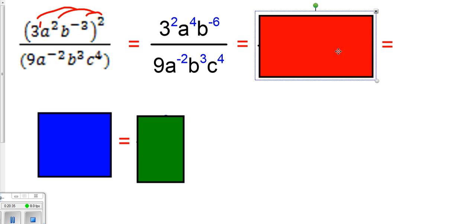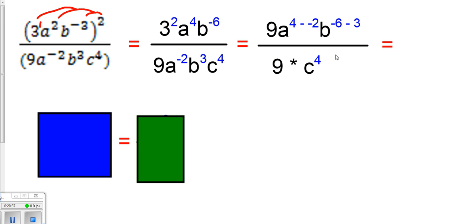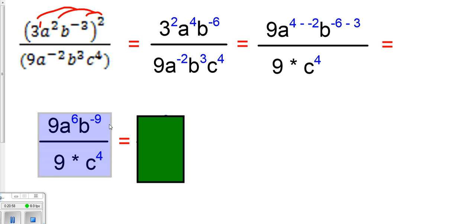From there, we can start simplifying by moving things. A is on top and a is on bottom. So we would do 4 minus negative 2. Same thing, we have b as a negative 6 and b as a 3, so we do b to the negative 6 minus 3. And this 3 squared, we just say is 9. So when we actually go through that subtraction, 4 minus negative 2 becomes 6. Negative 6 minus 3 becomes negative 9.